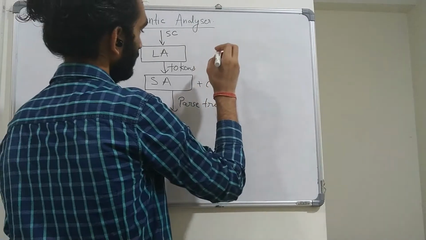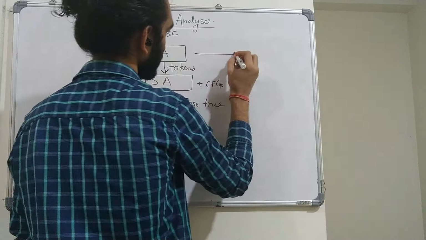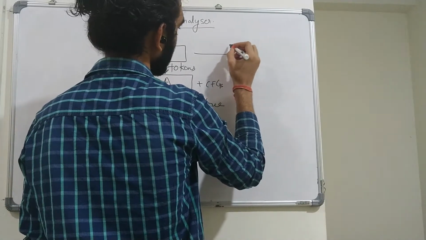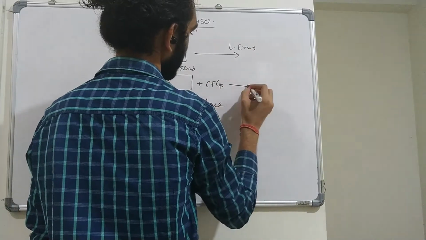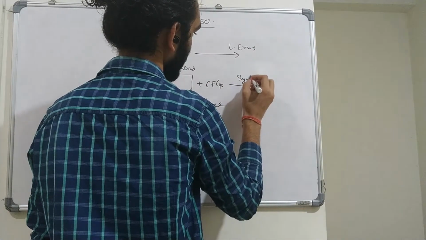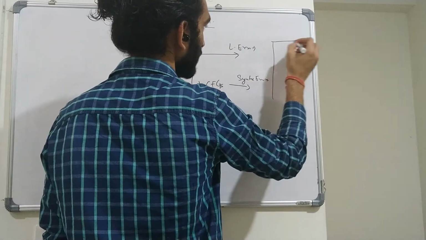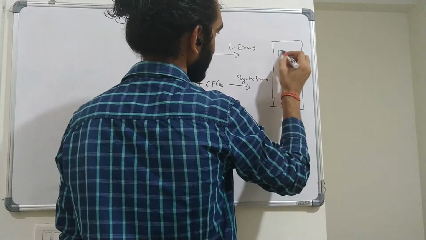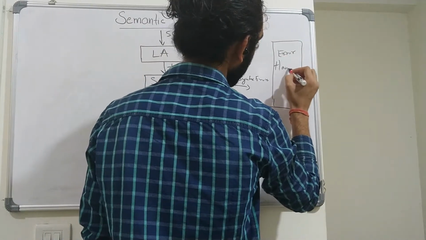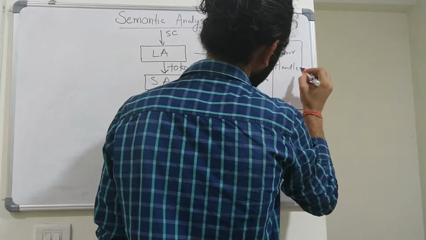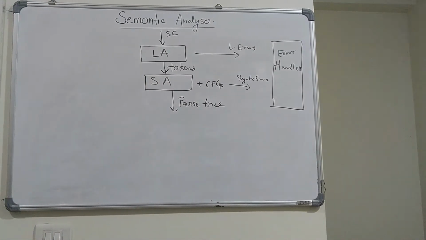Now, in addition to the tokens and the parse tree, it also returns lexical errors and syntax errors, if any, right? And these two are passed to the error handler, which contains the information of what kind of error message needs to be generated to the user, right?